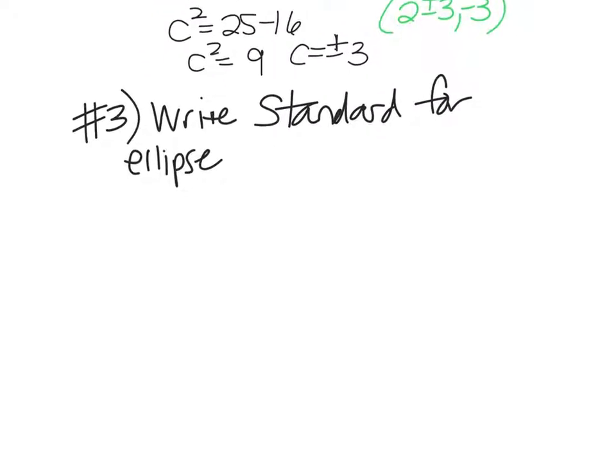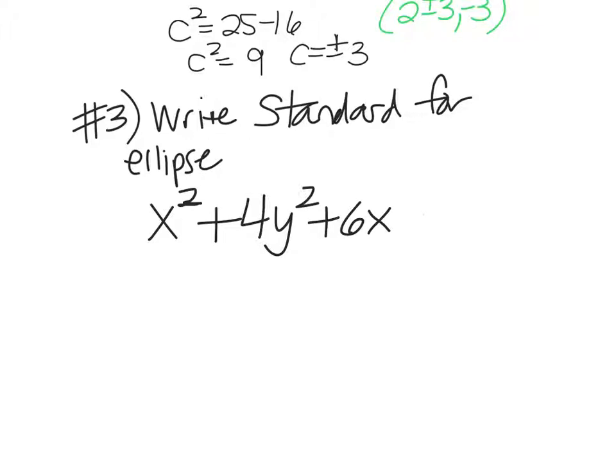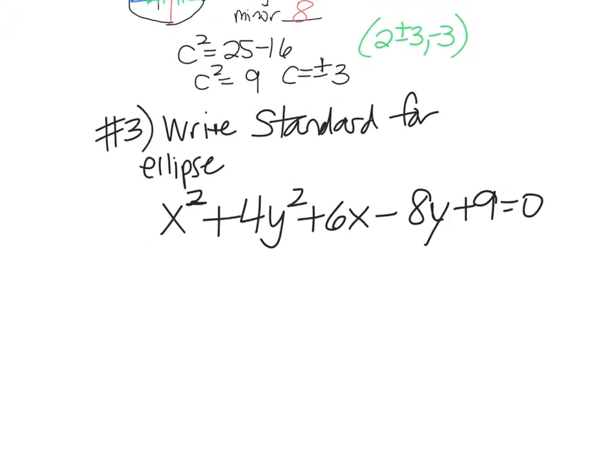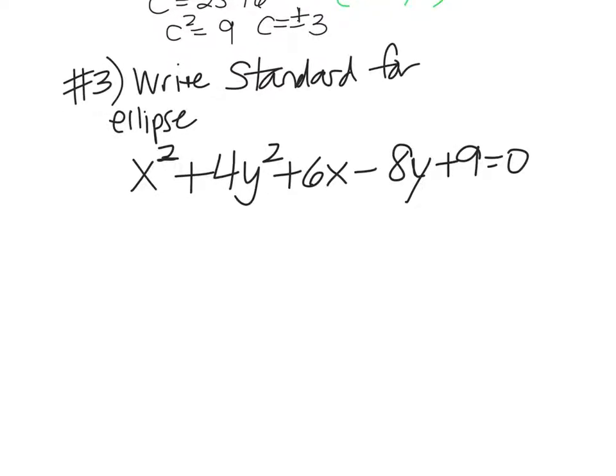Okay, here we go. You have x squared plus 4y squared plus 6x minus 8y plus 9 equals 0. All right, does that look like an ellipse to you? It doesn't, right? It is.